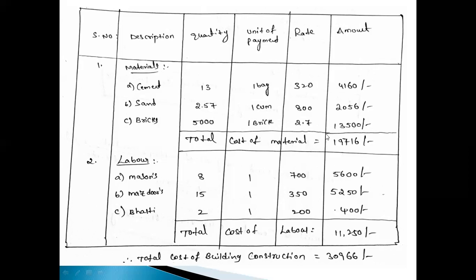Here the total cost of the material is 19,760 rupees. Here the total cost of the labor is 11,250 rupees. Then finally, the total cost of the building construction equals 19,716 plus 11,250, that is equal to 30,966 rupees. This is the cost of the building construction. So any doubt in this problem? No. Next we go to the second problem.